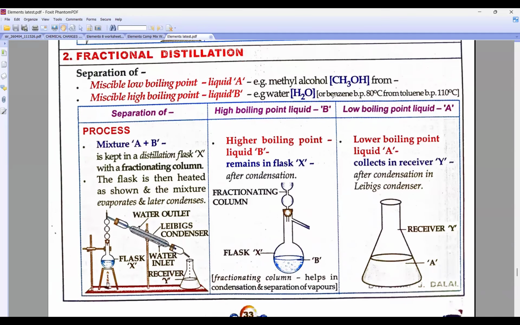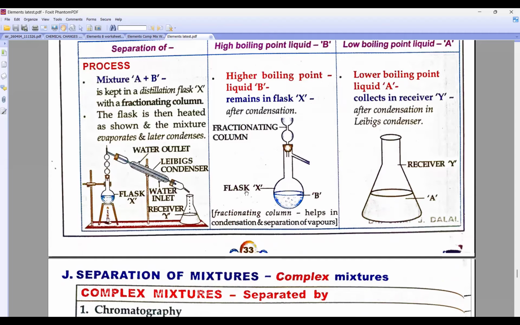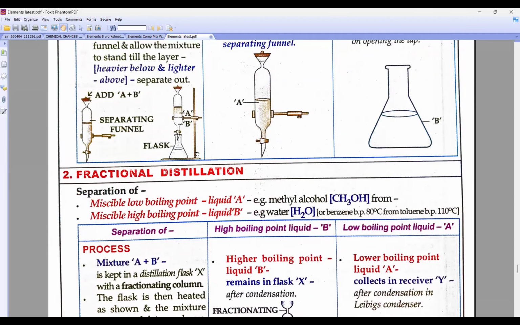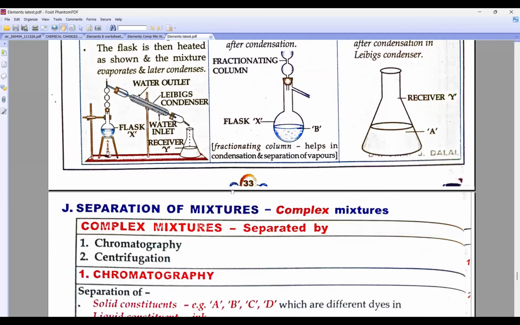Okay. So this is how fractional distillation is done. What is the principle for fractional distillation? Difference in boiling point. The liquid with the low boiling point will come first and then the high one. Now we go to the next part.